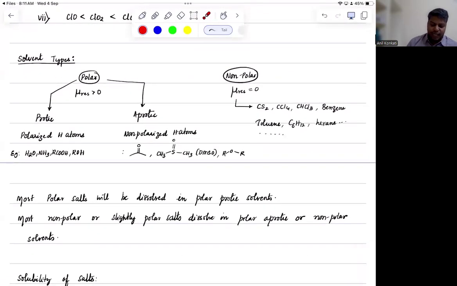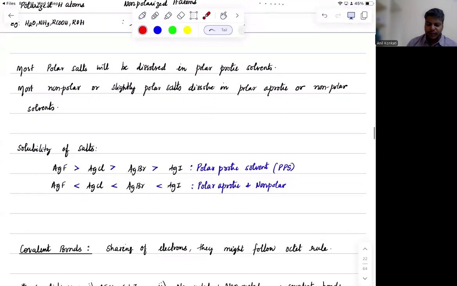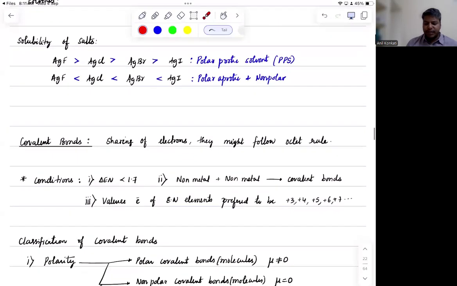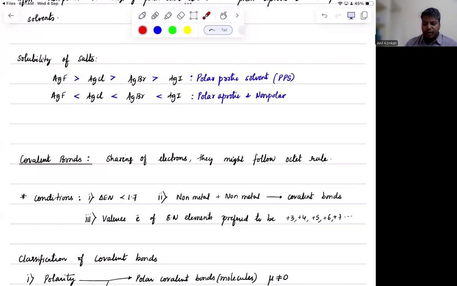Typically, we are aware of the types of solvents. One is polar, the other one is non-polar. Non-polar are these kinds. Polar, we have two kinds, polar protic and polar aprotic. These are polar protic, these are polar aprotic. We have come across this before. Now notice solubility of salts. If it is a polar protic solvent, AgF will dissolve very easily compared to AgCl, AgBr, and AgI. If it is a polar aprotic solvent or a non-polar one, the order is exactly reverse.